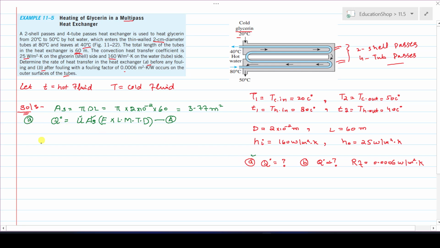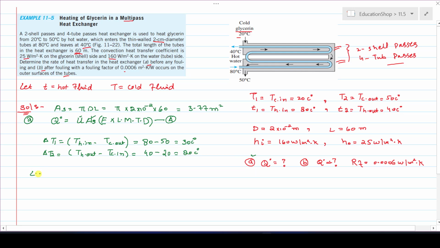We are solving now for the first case. Delta T1 is equal to the temperature of the hot fluid in minus the temperature of the cool fluid out. Hot temperature in is 80 °C minus cool out is 50, which gives 30 °C. Similarly, delta T2 is equal to the temperature of the hot fluid out minus the temperature of the cool fluid in. Hot out is 40 minus cool in is 20, which gives 20 °C.